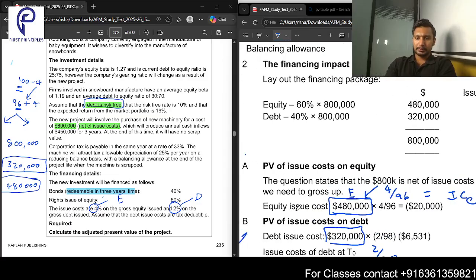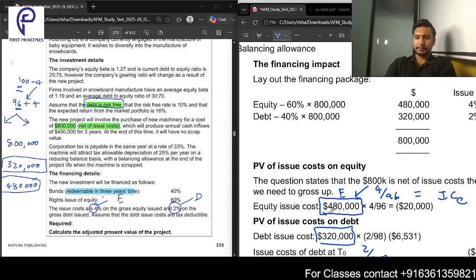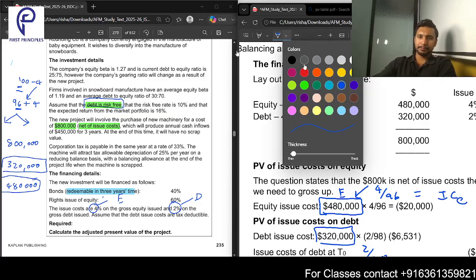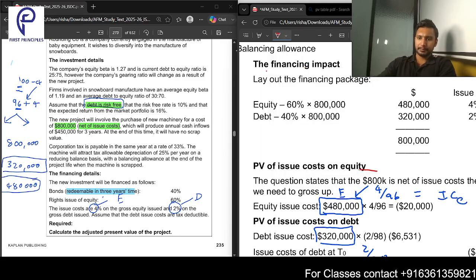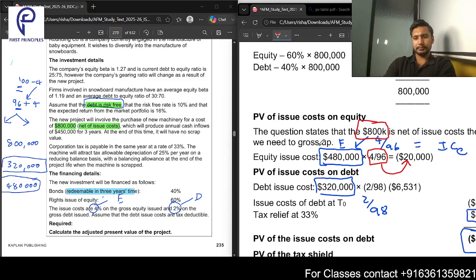Yes, so first we'll have to issue cost, like it's 4% on equity and 2% on the gross debt issued. So from the total, from 4,80,000, we are calculating to get the issue cost, which is like 20,000, because it is net, so we'll have to basically gross it up. And for present value of issue cost on debt, it's 2% of issue cost.